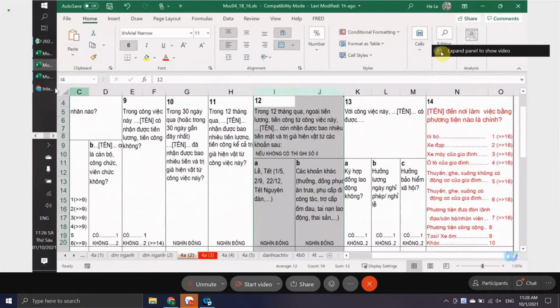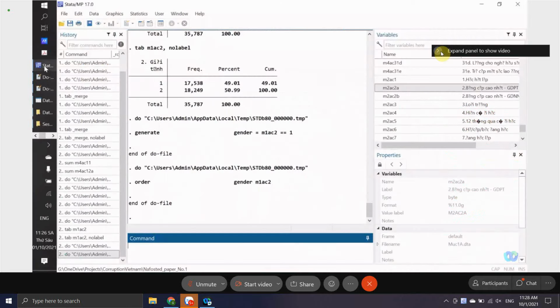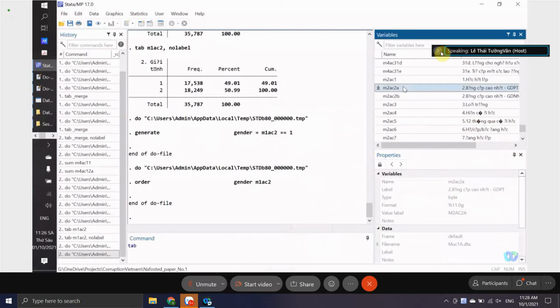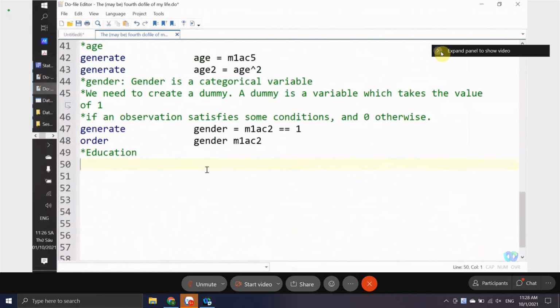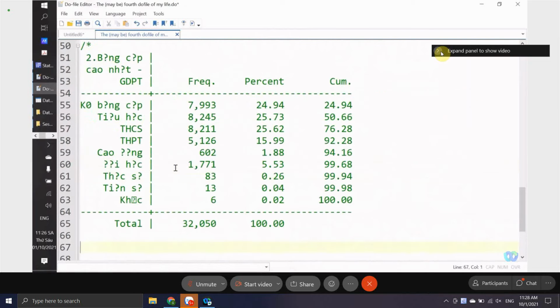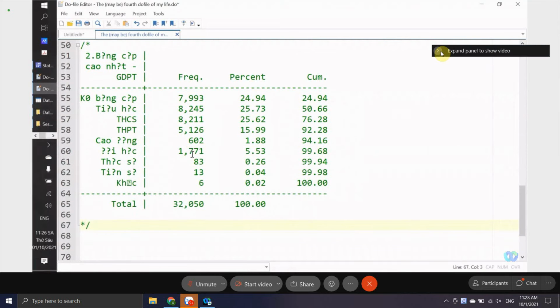Okay, and if now you type tab, now I'm almost done with the lecture today. Now I come to the punchline and I'm done. So the first one is không bằng cấp, no education. Two is tiểu học, trung học cơ sở, phổ thông trung học, cao đẳng, đại học, thạc sĩ, tiến sĩ và khác.